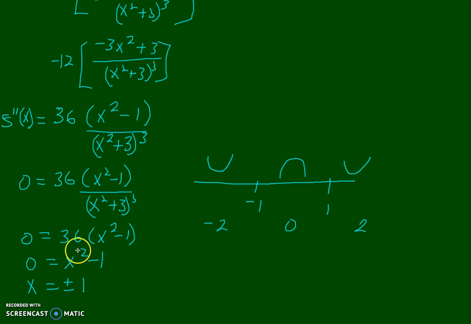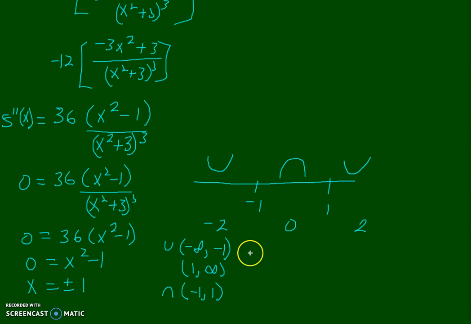So to write our intervals of concavity, we can say that we're concave up on the interval negative infinity to negative 1, and 1 to infinity, and we're concave down on the interval negative 1 to 1.